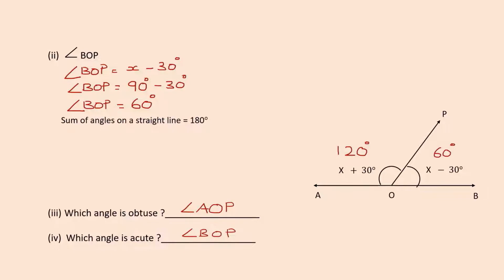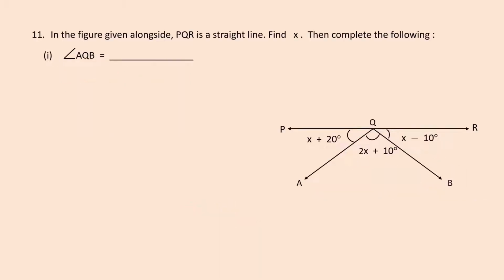Question 11. In the figure given alongside, PQR is a straight line. Again, we have PQR as a straight line, and we have to remember sum of angles on a straight line is 180. Keep that in mind, this linear property. Okay, what is given to us? Now let's see PQA, this angle PQA here. Let's write it down. Angle PQA is equal to x plus 20.